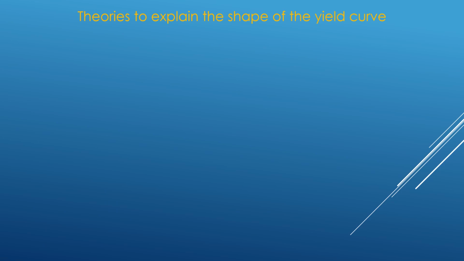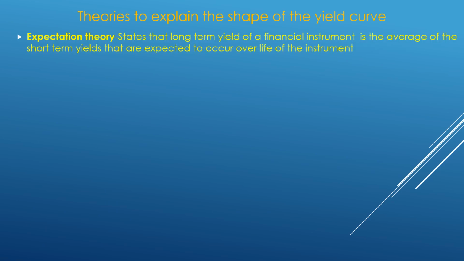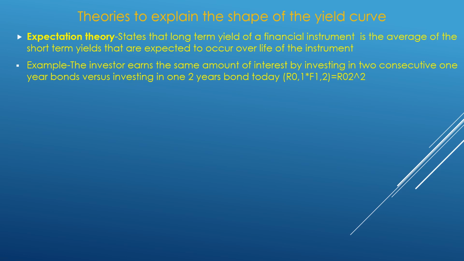Now, the shape of the yield curve varies a lot, and what are the theories available to explain the shape of the yield curve? Expectation theory states that the long-term yield of a financial instrument is the average of the short-term yields that are expected to occur over the life of the instrument. For example, the investor earns the same amount of interest by investing in 2 consecutive 1-year bonds versus investing in one 2-year bond today. That is R01 times F12 equals R02 to the power 2.